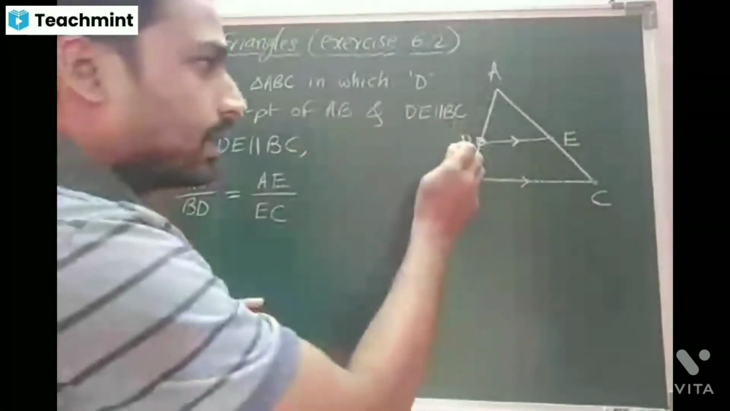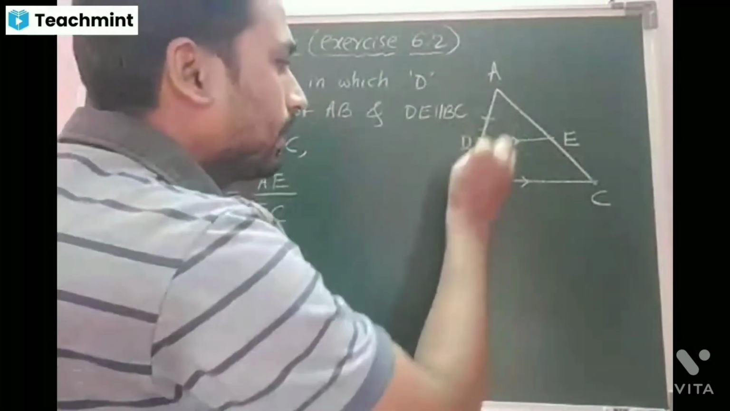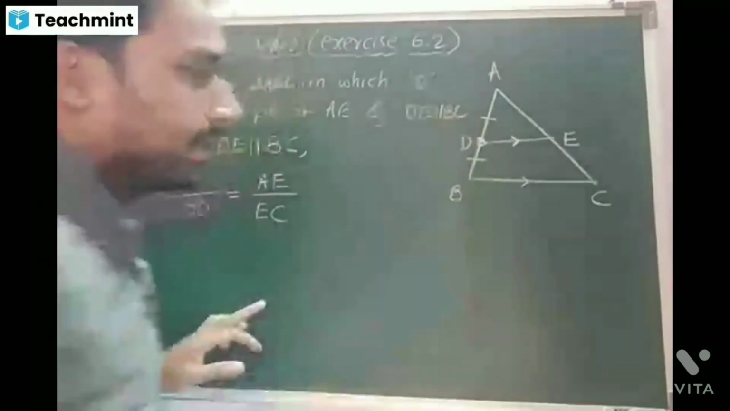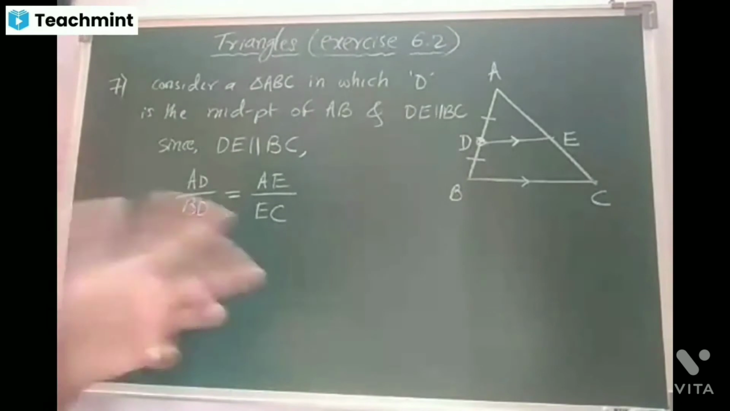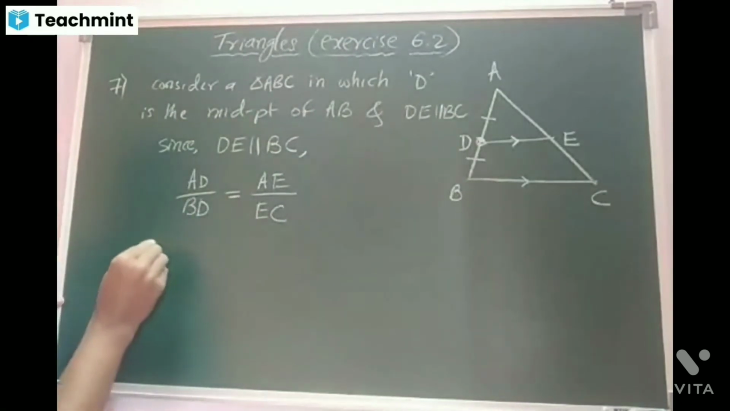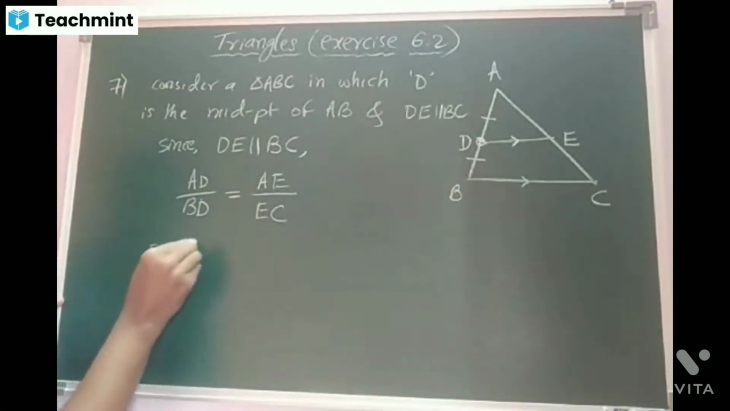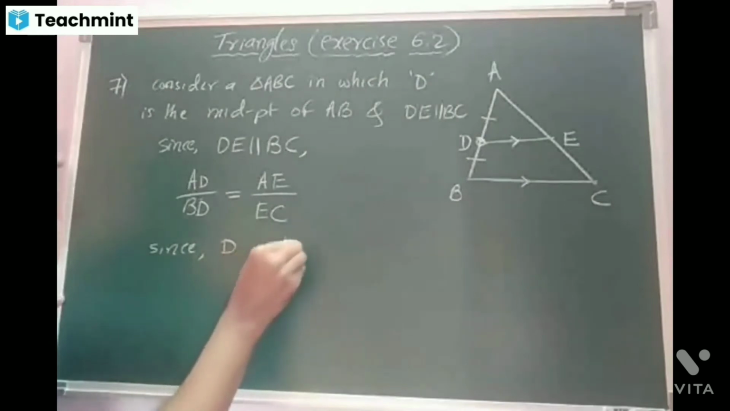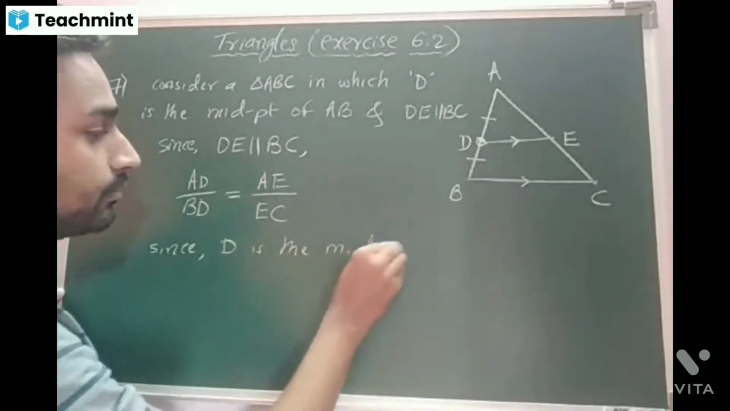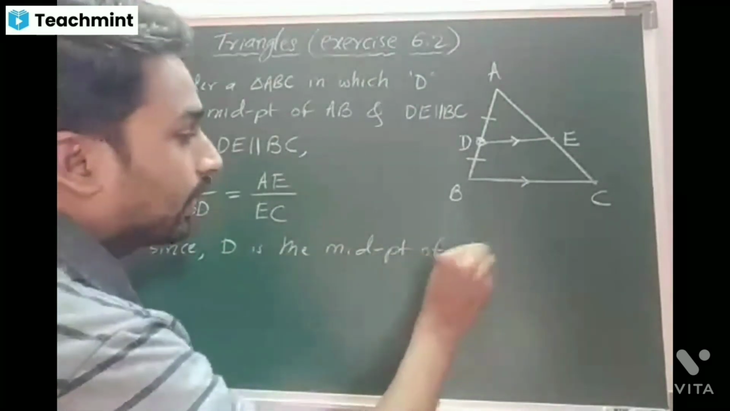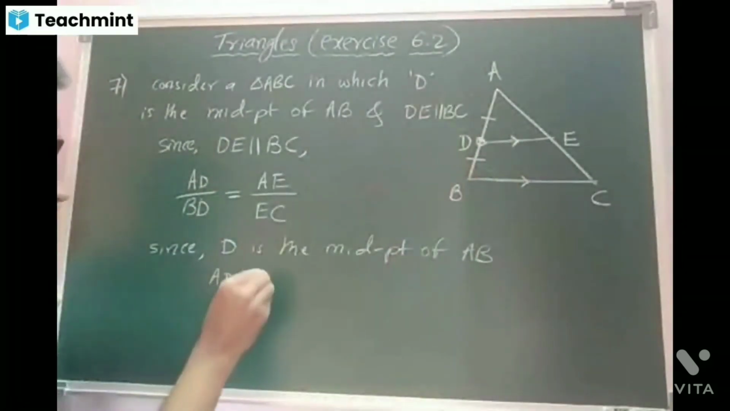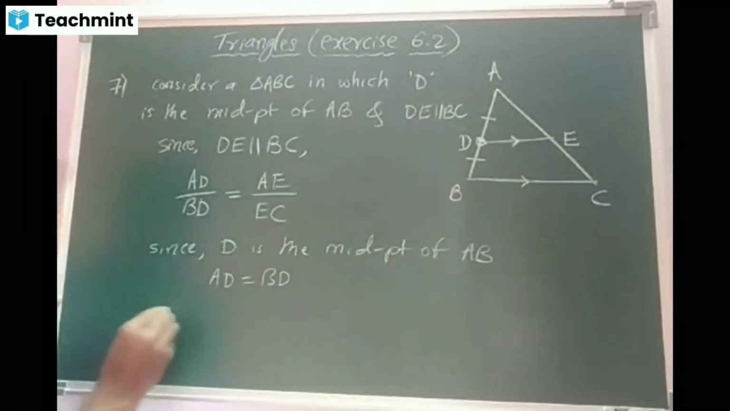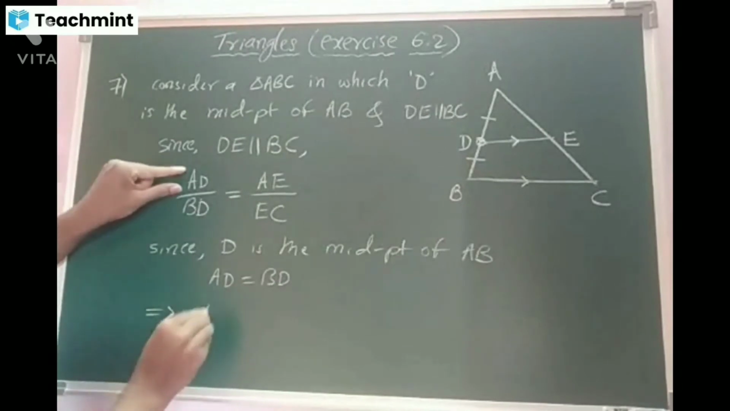But look at the diagram. D is the midpoint. So I can say AD is nothing but equal to BD. Am I right, beta? Yes, sir. But I'll write: since D is the midpoint of AB, AD is exactly equal to BD. This implies I'll write AD as it is, beta.